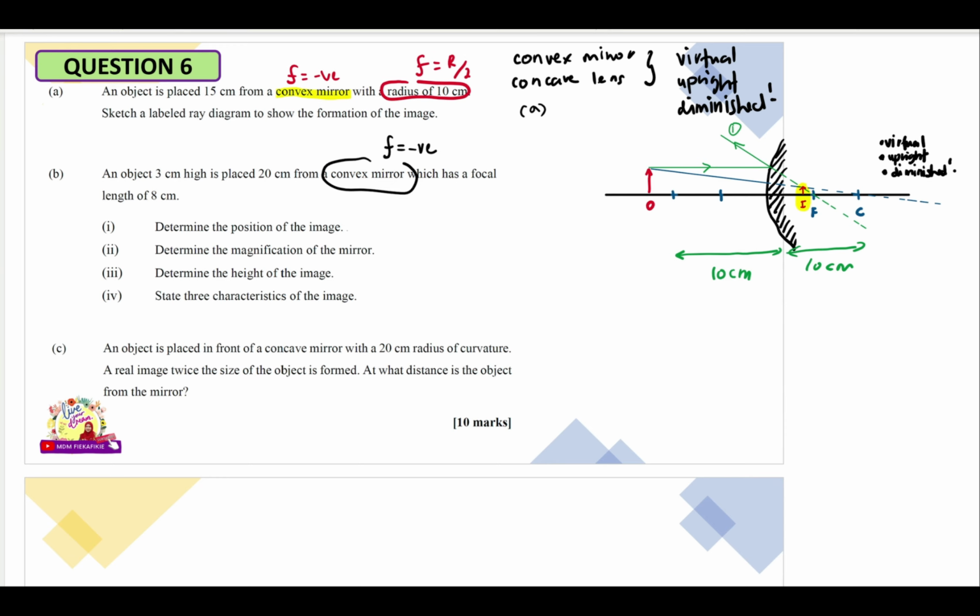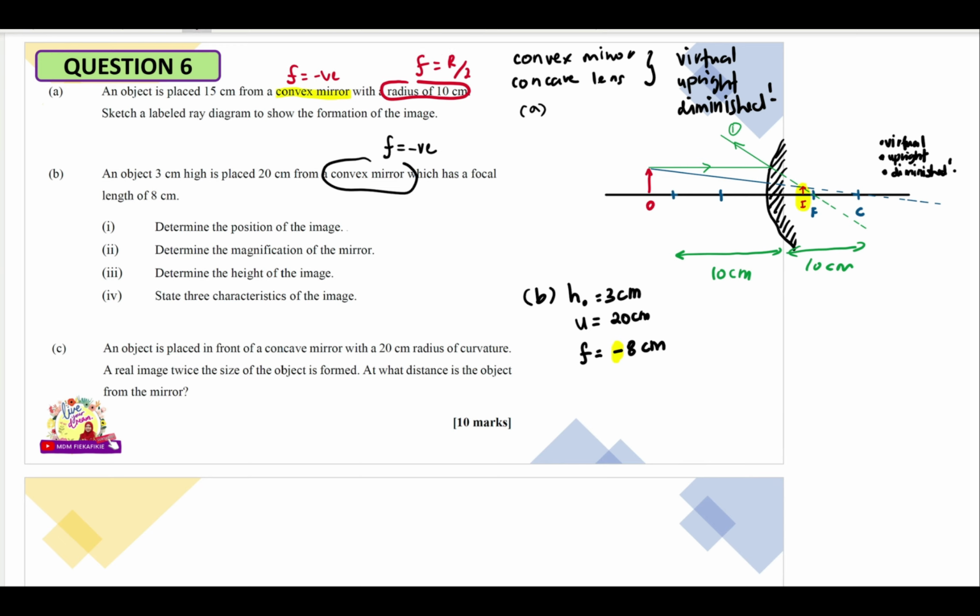So this is very simple. Let's take out all the information given. So the height of the object is 3 cm. And U, the location of the object, is 20 cm. And then the focal length must be negative centimeter. Convex mirror. Kalau you tak letak negatif ni, you punya calculation akan salah lah.